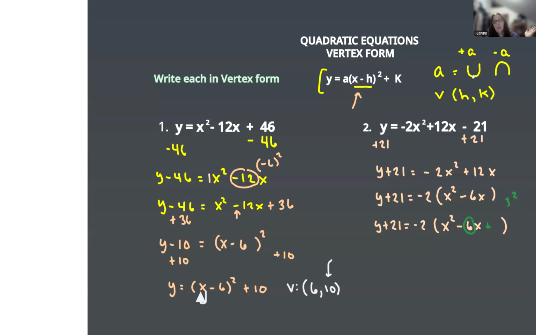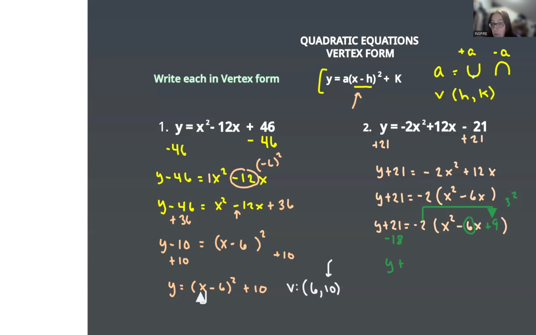But now we're not balanced again, because we've added to the right side. So we've got to do the same on the left side. But what did we add? We didn't add 9. We added negative 2 times 9. So what we really added was negative 18. So if I'm going to add negative 18 to this side, I've got to add negative 18 to this side. You got to be very careful of that. So now when I combine these, 21 minus 18 is positive 3.